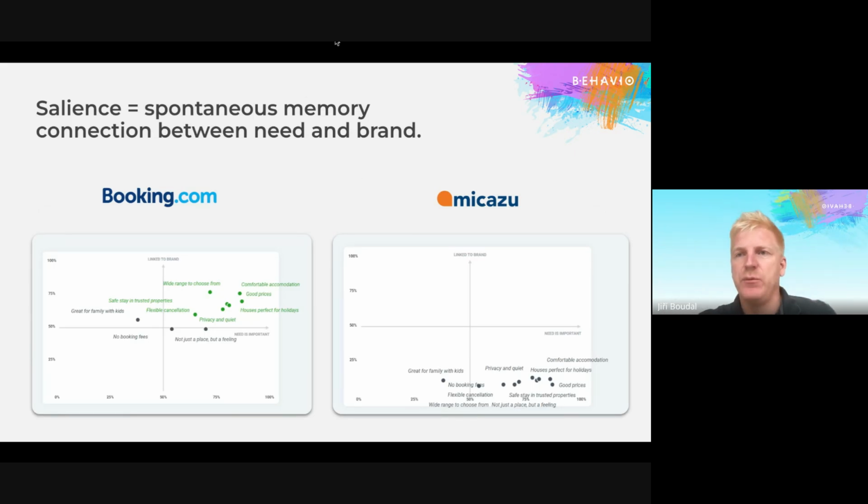Why it works is that salience is basically spontaneous memory connections between needs and a brand. As you can see here, it's really hard to take over Booking, because they really managed to have a connection with most of the important needs in this category. So most of the really important needs are well linked to the brand. So it's really tough to grow another brand here. Mikazu is really not linked to any of those needs.